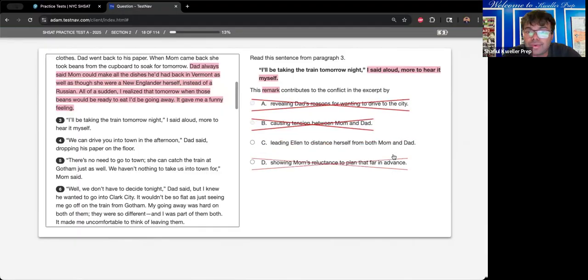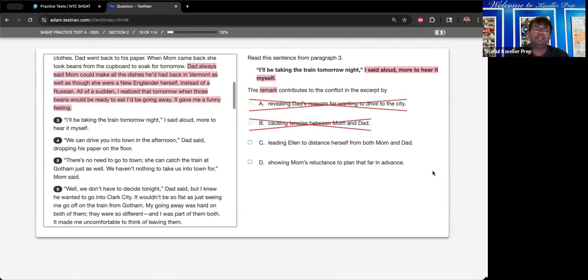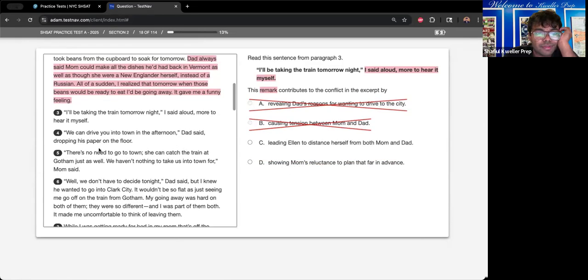Okay, let's go. The leading Ellen to distance herself from both mom and dad. Could be. And then D, showing mom's reluctance to the plan that far in advance. Right, so what happens after this?